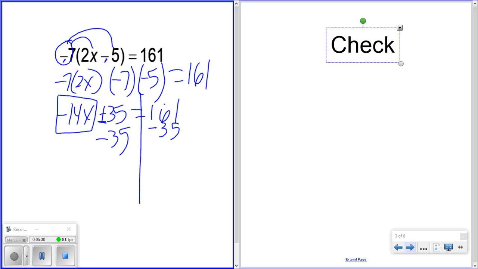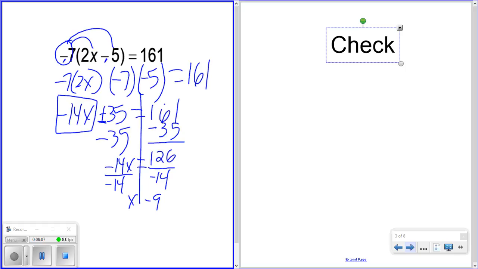So it's going to be 161 minus 35, which is 126. And we have -14x is equal to 126. Again, we see multiplication here. So the opposite of multiplication is division. 126 divided by a negative 14 is negative 9. So x is equal to negative 9.